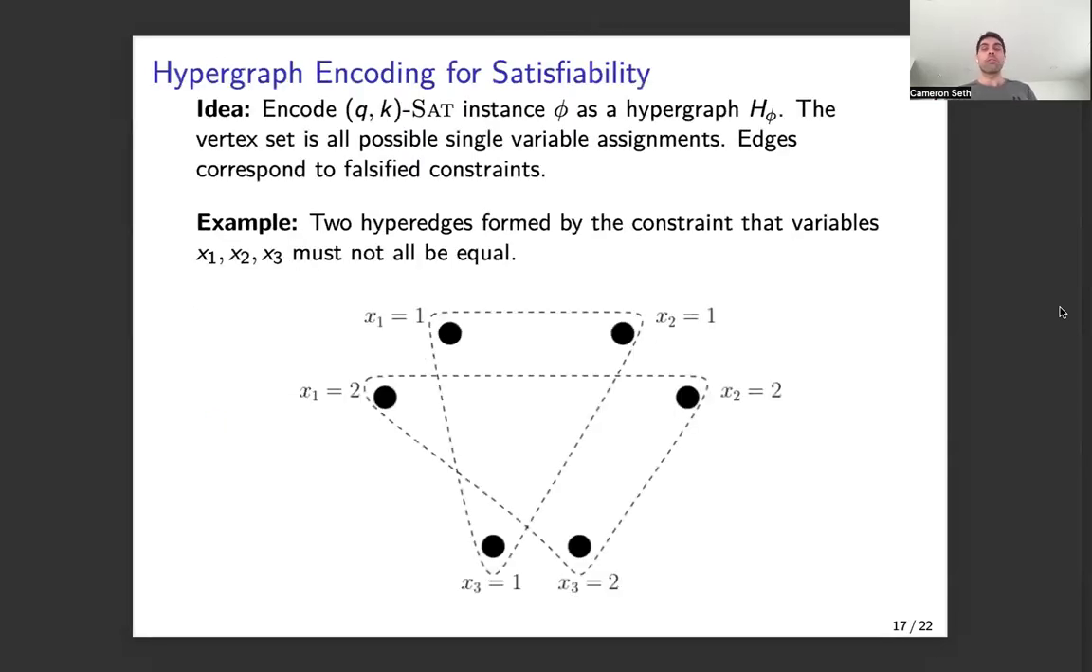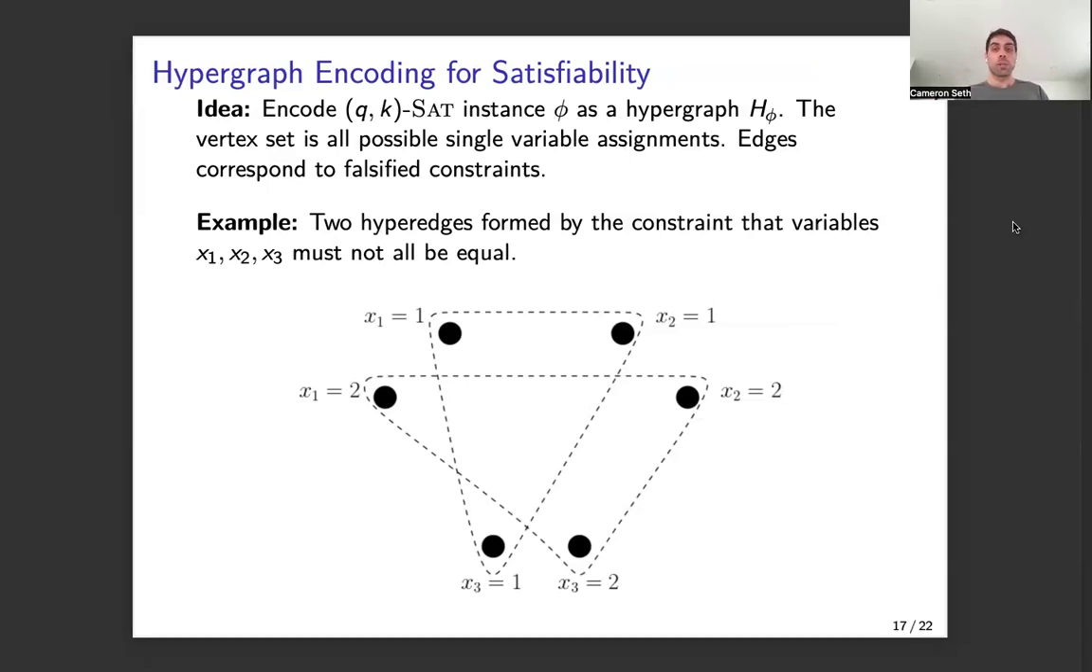So I want to talk about roughly how we prove this result. We have to use a new hypergraph container lemma, and to do this, we have to encode the satisfiability instance as a hypergraph. Here's how we do it. For every possible single variable assignment, we add a vertex to this hypergraph. And the edges correspond to falsified constraints. So in particular, if a set of single variable assignments falsifies a constraint, then this is going to be a hyperedge in the hypergraph.